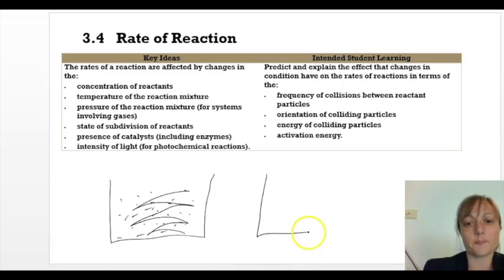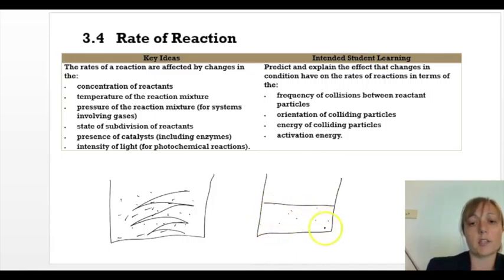Similarly with pressure, if we have bits again, now pressure is only relevant for gases. If we have less space that those same amount of bits are allowed, which is increasing the pressure, we are more likely to get them to collide. So we're going to increase the number of collisions per unit time. Similarly, if we increase the surface area, and that's by turning something into a more powdered form or getting things that are smaller bits, we're going to increase the area for colliding, therefore increase the number of successful collisions.